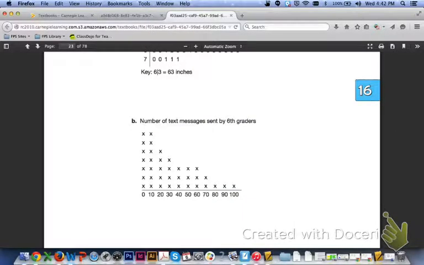So then take a look at letter B. This is representing the number of text messages sent by 6th graders. So again, tell me what the distribution of the data is, and then tell me whether or not the mean and median are equal.